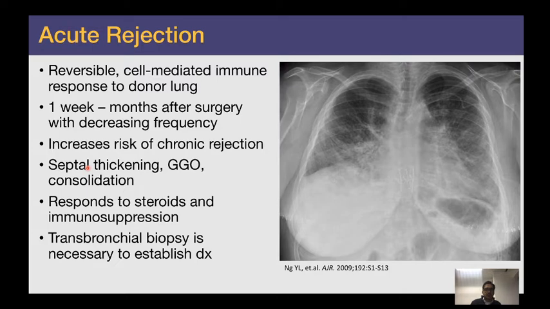These respond to steroids and immunosuppression, and transbronchial biopsy is necessary to establish the diagnosis. Okay, and patients who have a lung transplant, our protocol here is that whether they are exhibiting signs or not of rejection, they will have a bronchoscopy with biopsies to rule out rejection at 1 month, 3 months, 6 months, 9 months, and 1 year. And then after that, it occurs variably, but generally every year after the first year. Okay, so patients will have routine transbronchial biopsy to establish the diagnosis.